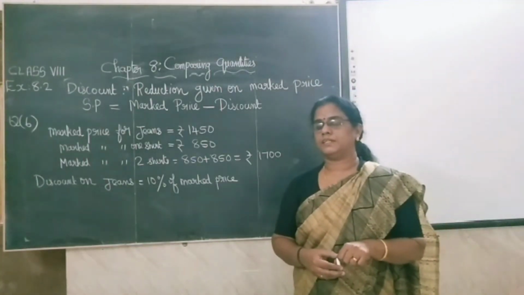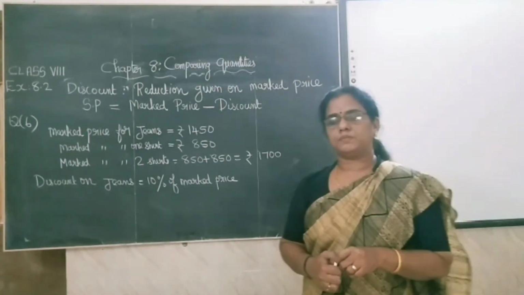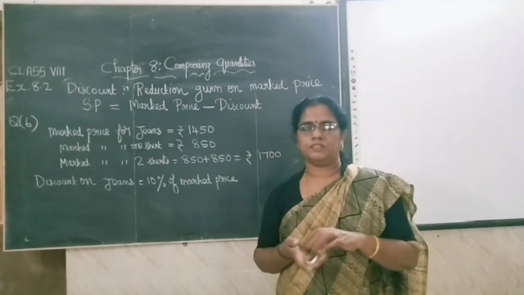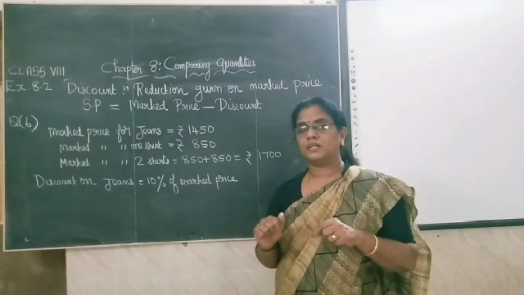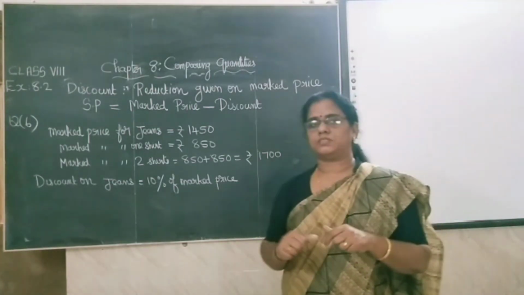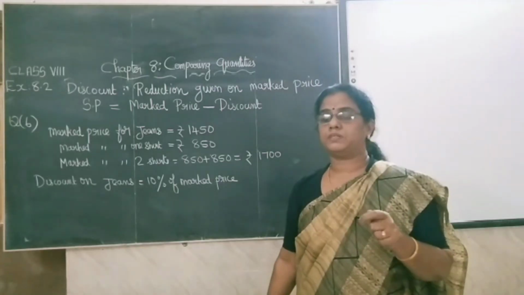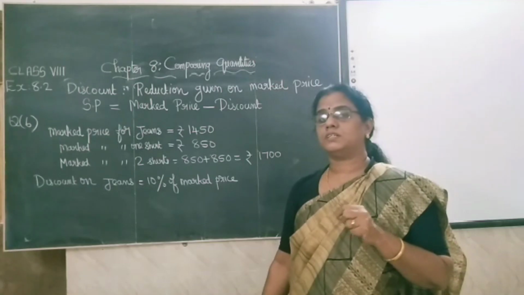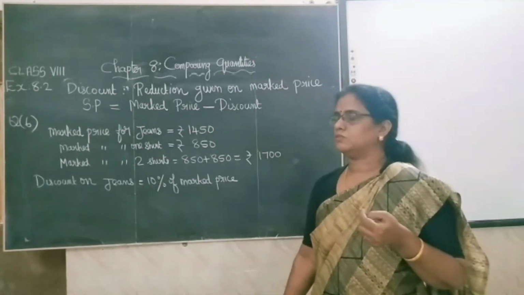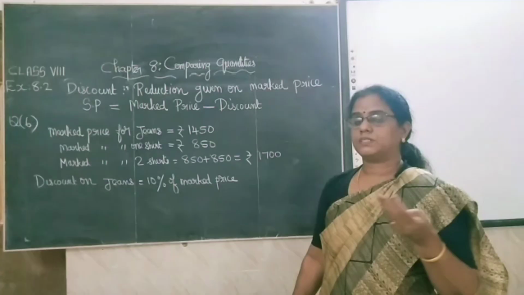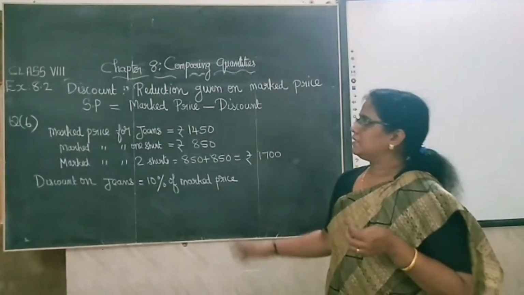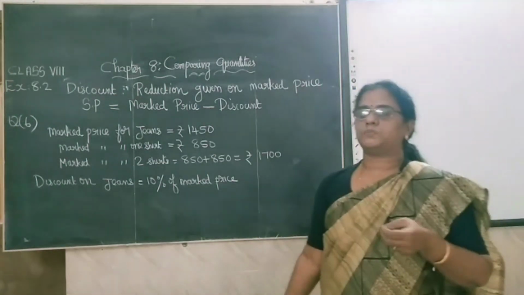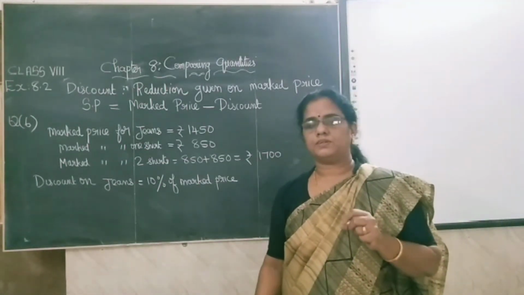Now before starting exercise 8.2, question number 6, we will discuss one point, that is discount. Discount is a word very familiar to us, and this discount is given by the shopkeepers to attract the customers. When they are offering discount, they will get a lot of customers. So to promote the sale, the shopkeepers are giving discount. And discount means the reduction given on the mark price.